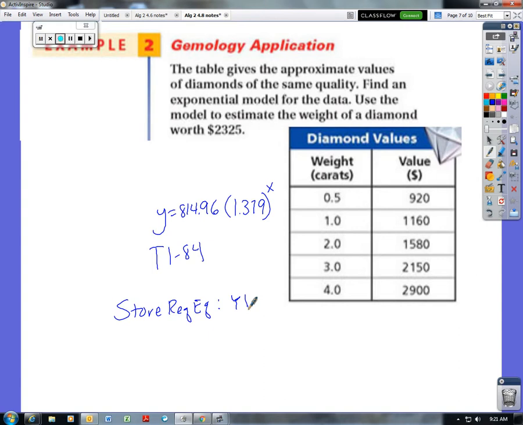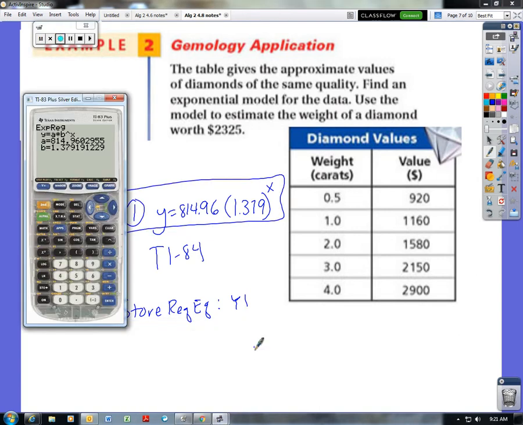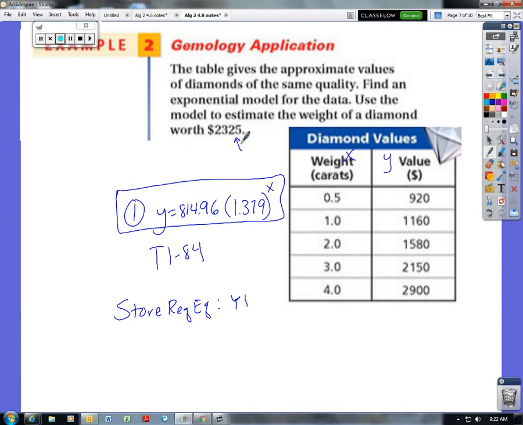Now on these problems in your homework, please write down the equation that you got. Then we can answer the question. It says use the model to estimate the weight of a diamond that's worth $2,325. So first you have to decide which variable money is, and in this case money is the y variable, because this is x and this is y.